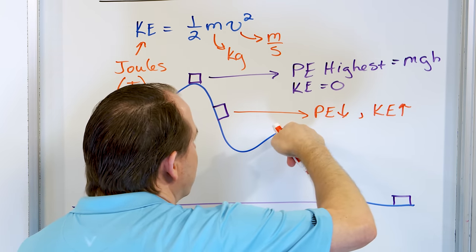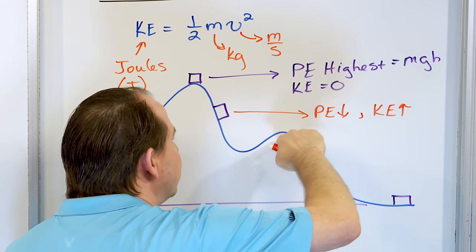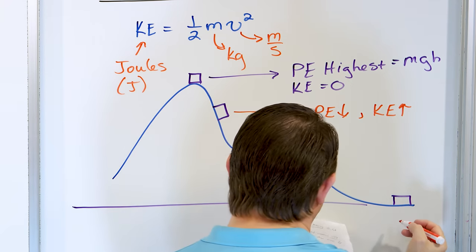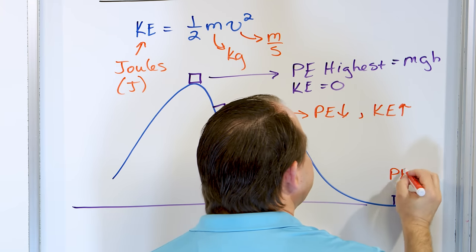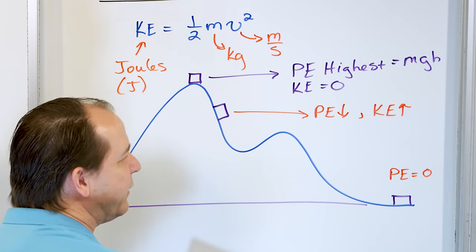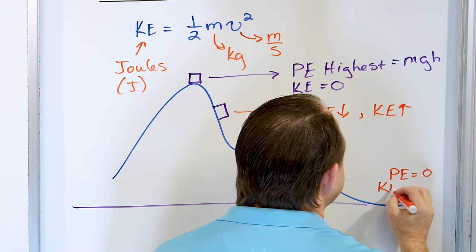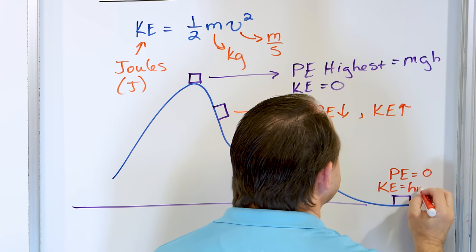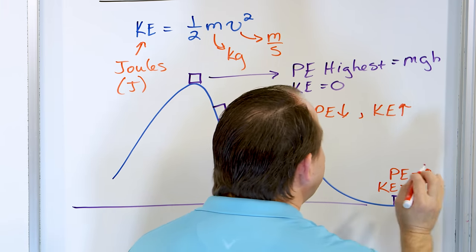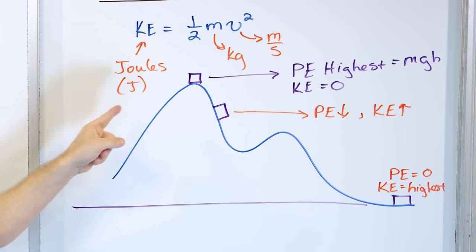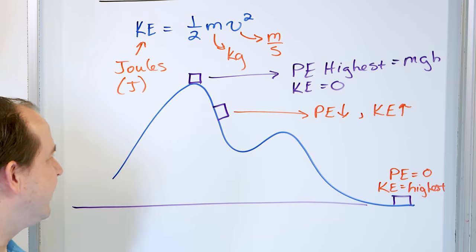I'm going to do the same thing here. I'm going to get to a local maximum, and eventually I'm going to slow down, and then pick up speed again, and get to the bottom. What's going to happen at the bottom? The potential energy is going to be zero because I'm sitting on the ground. There is no h. H, the height, is zero. But the kinetic energy is highest.